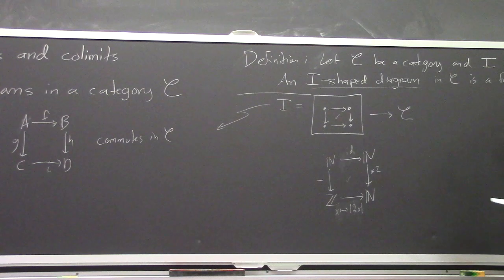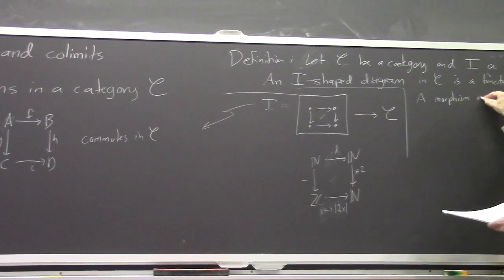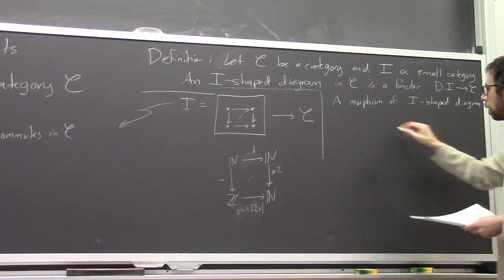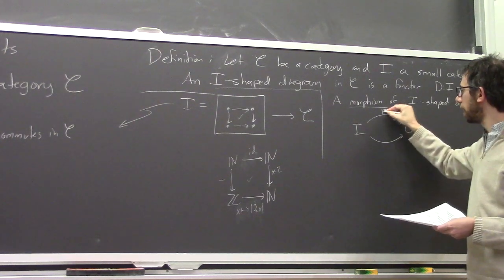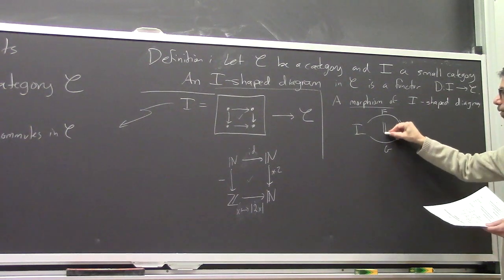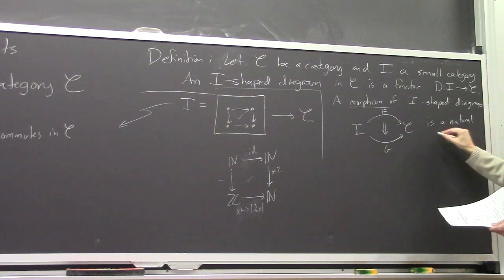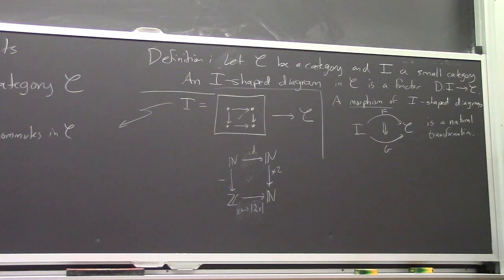And I guess I could continue this definition, a morphism of diagrams. If I have 2 different I-shaped diagrams in the same category, then you could probably guess by the picture I just drew what the morphisms are going to be. The morphisms are going to be the natural transformations. So the goal of today is we should understand what that's talking about. We've already defined natural transformations, so I'm not going to do that again.